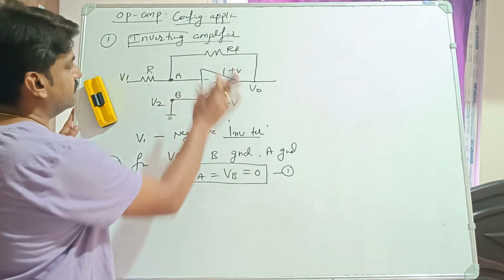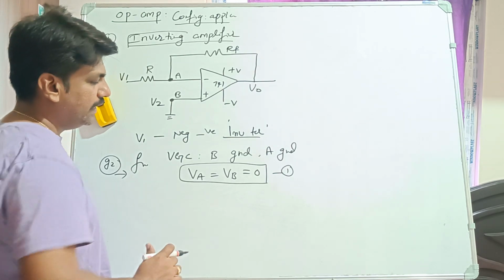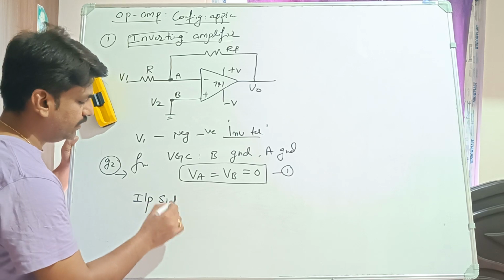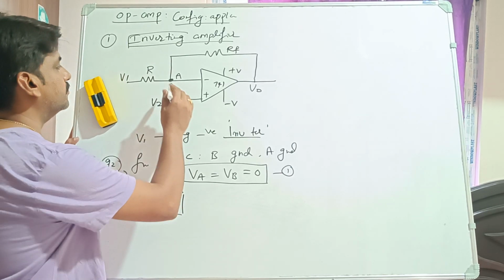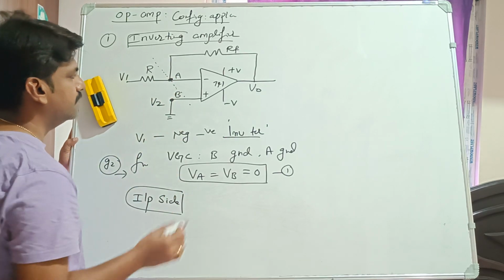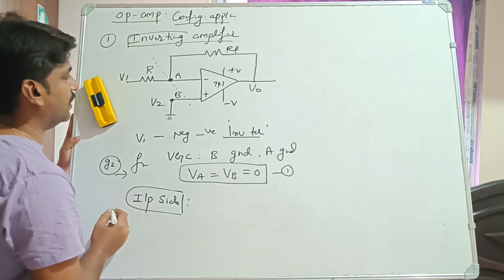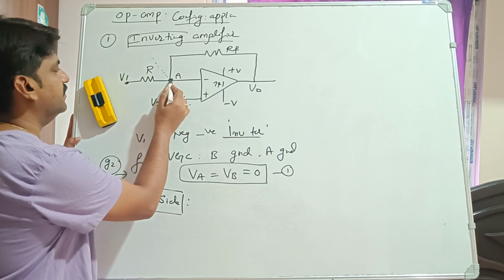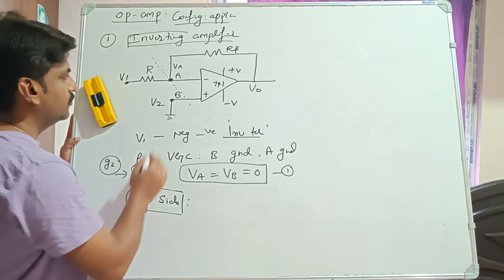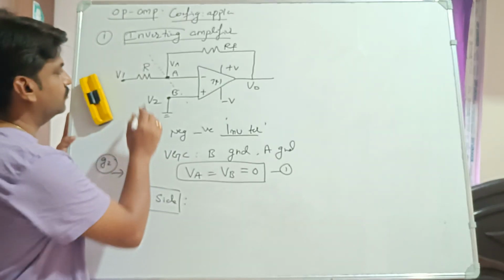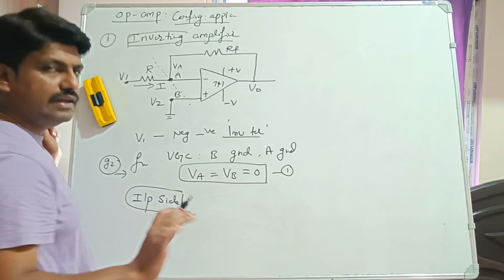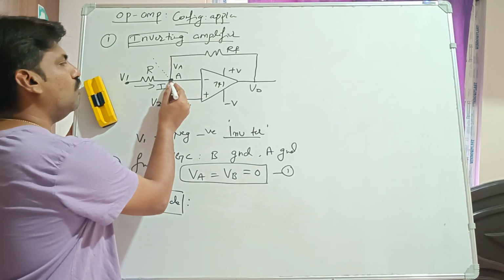Now, we will divide this circuit into 2 parts: input side as well as output side. First, I will write the input side. This part is the input side, right? Here in the input side, I will have V1 and this point A, with voltage VA. The resistance is here, voltage is here, and through this the current will flow. I will call that current I. The current will move up to this point A.